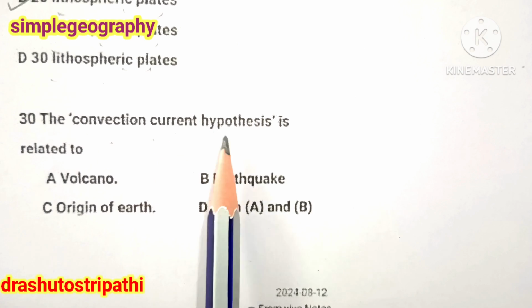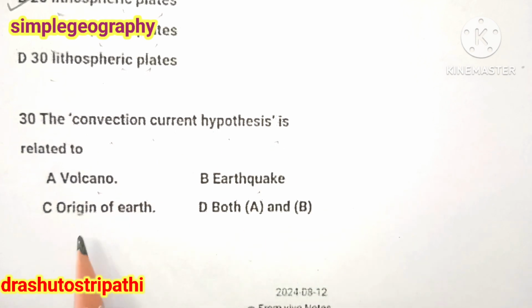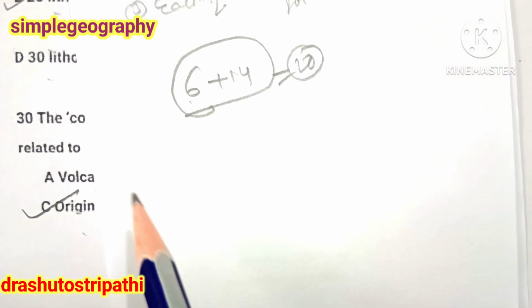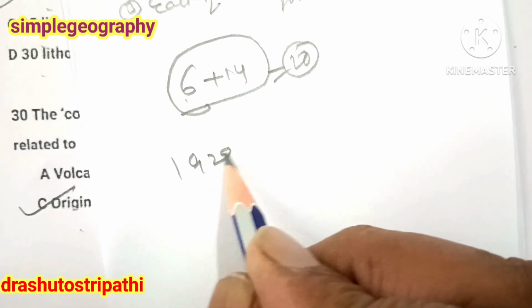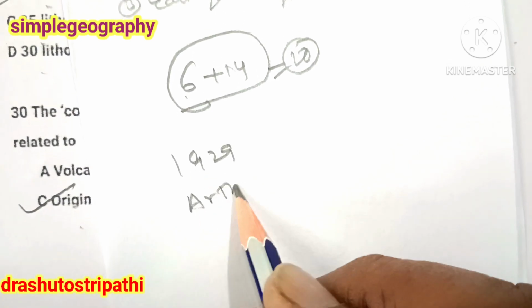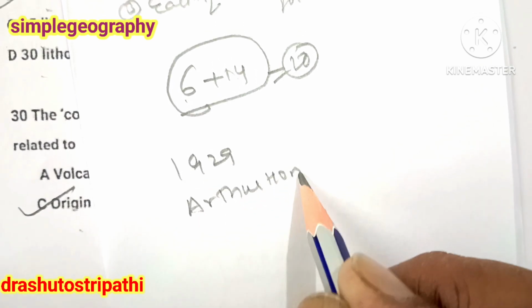The convection current hypothesis is related to volcano, earthquake, origin of both, and B. The answer is C, origin of earth, and that theory was proposed in 1929 by Arthur Holmes.